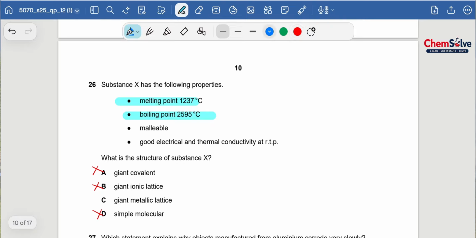So the only option that we are left with here is option C, metallic lattice. Metals have high melting and boiling points, they are malleable, and they are good electrical and thermal conductors. And you can see these are all the properties of the metals.